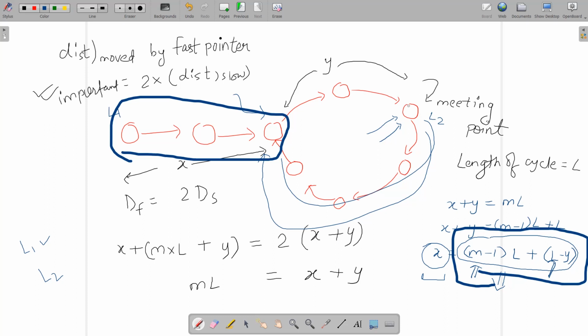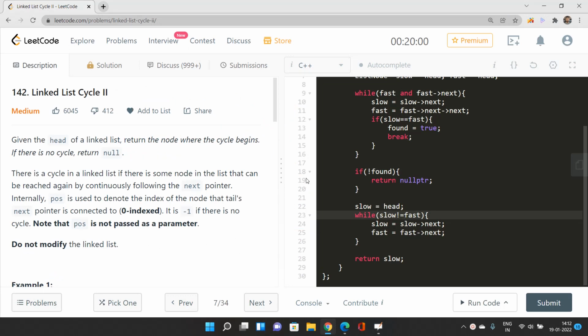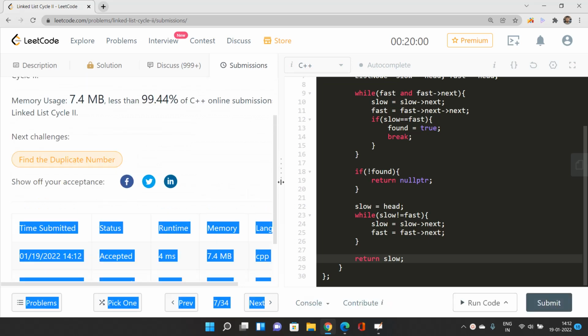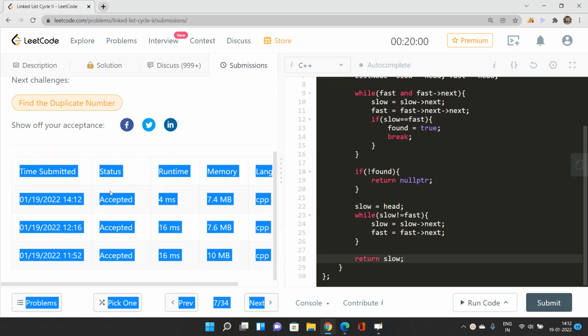So the fast pointer is moving at exactly the same speed as slow, and it is going to do m minus 1 iterations of the cycle, and it will end up at this one. Then it is going to cover the L minus y distance. So it will come up to this point, and they both will meet at the start of the linked list cycle. So our answer is slow, which is the start node of the cycle present in this linked list. Okay, so this will give you all test cases passed. Yeah, you can see everything is good.